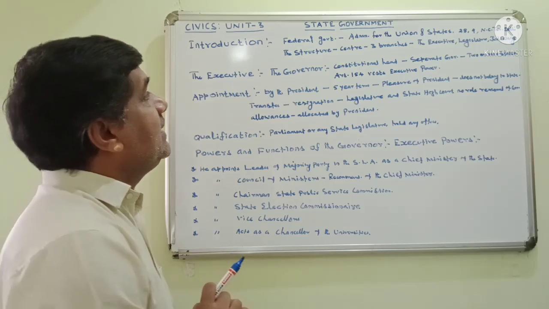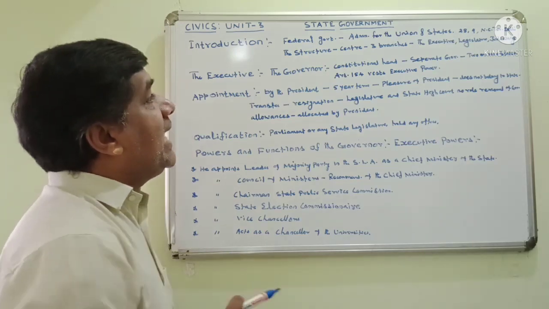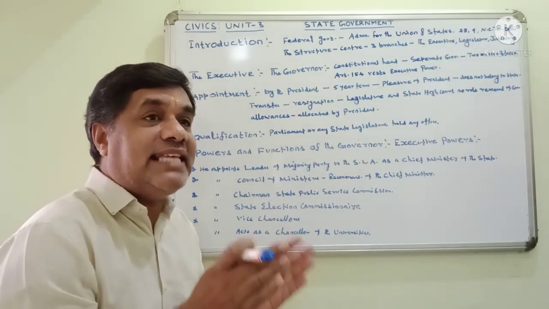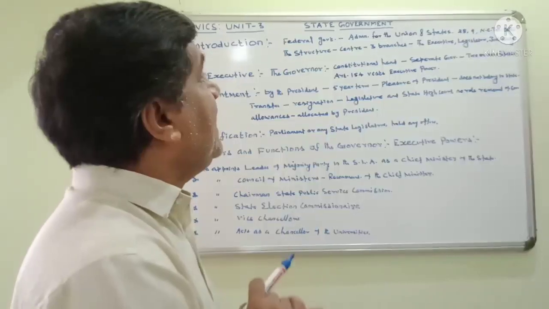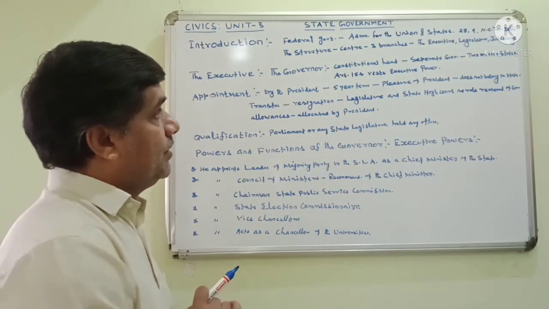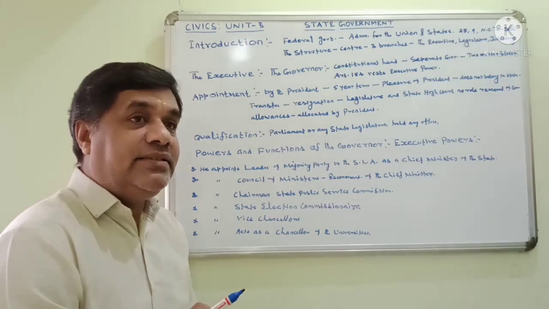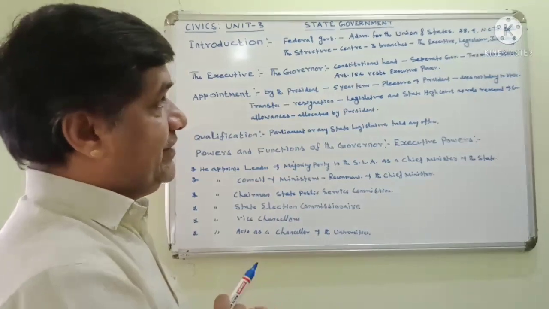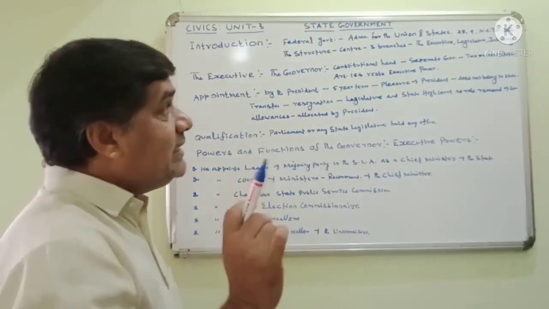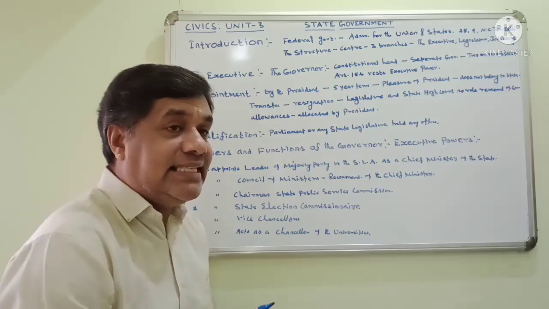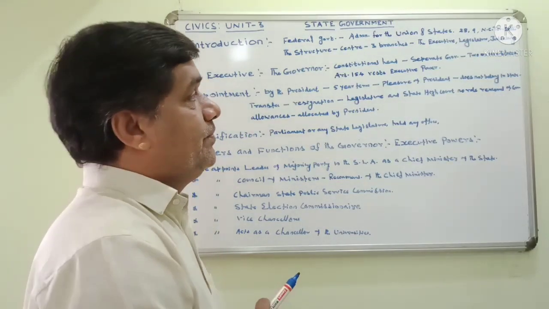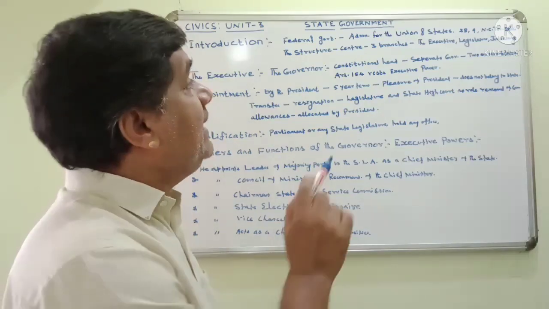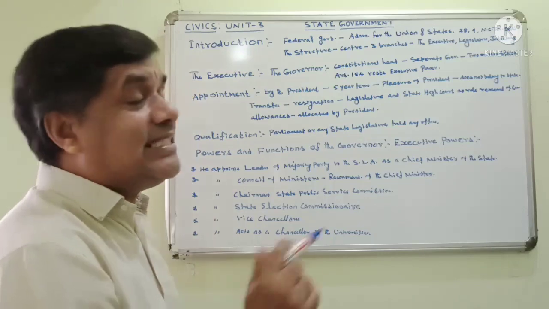The administration for the union and the state is separate. The administration of the union, the central government, and the state government is separate. In our country, there are 28 states and 9 union territories, and one national capital territory, that is Delhi.